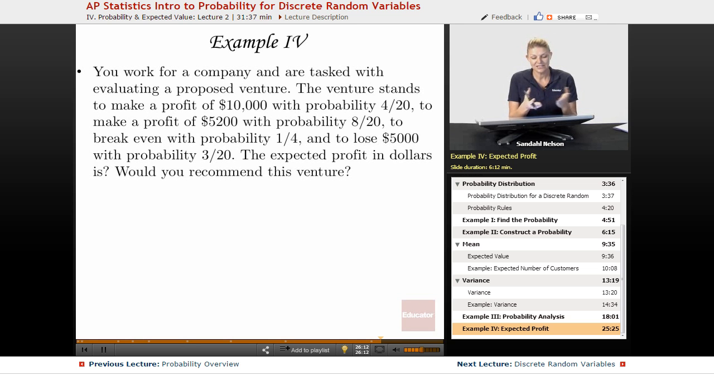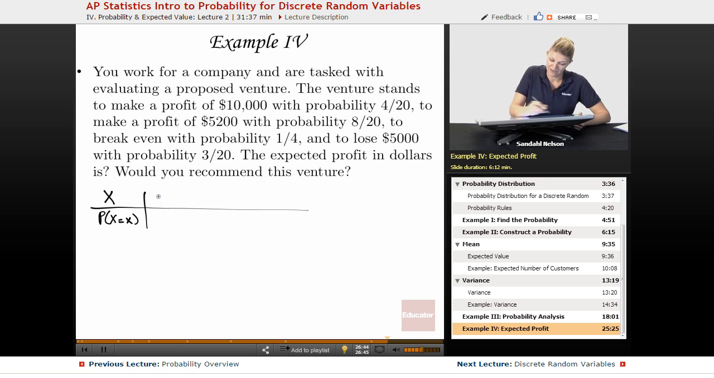So notice that these are dollars, so there could be decimals, but in this case there are discrete options, right? You either get 10,000, get 5,200, you get nothing, or you lose 5,000. So there are 4 discrete options. That means we know we're dealing with a discrete probability distribution, and we know the probabilities of each of them. So we should approach this by making ourselves a probability distribution. So we have x, and we have the probability of each x.